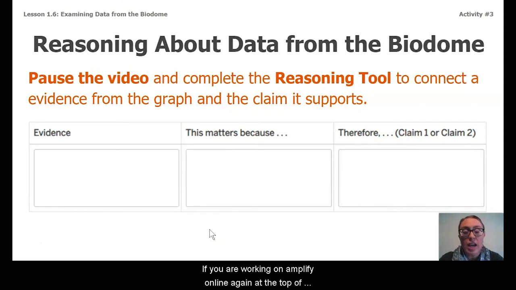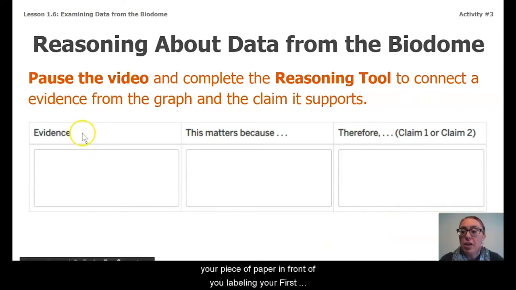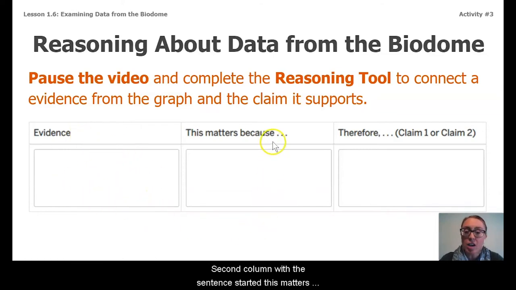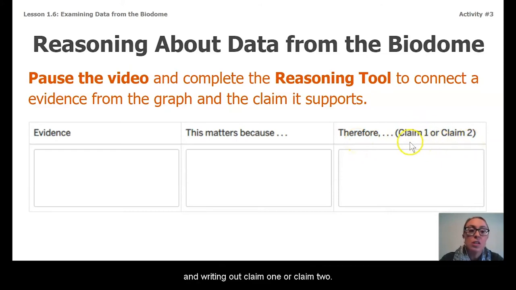If you are working on Amplify Online, again, at the top of your screen is our lesson number and our activity. We're in activity 3. So if you go there, you will see a digital version of your reasoning tool. And if you'd prefer to write your ideas out on paper or you don't have access to Amplify Online, I'd like you to please set up this 3-column table on your piece of paper in front of you, labeling your first column evidence, because that's where you're going to summarize the evidence from our graph. Second column with the sentence starter, "This matters because." Here's where you're going to reason about what that evidence means. And then that final column stating "therefore" and referring back and writing out claim 1 or claim 2.